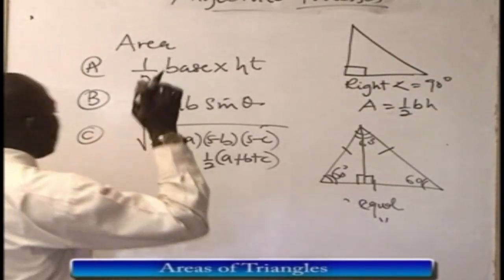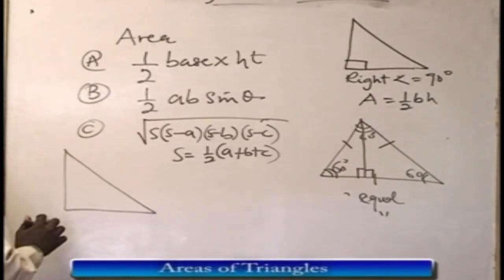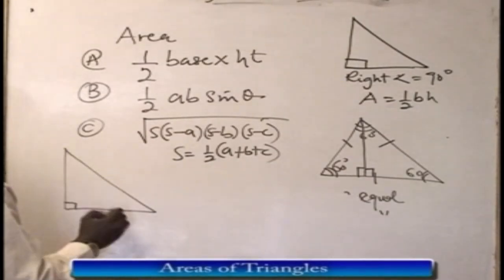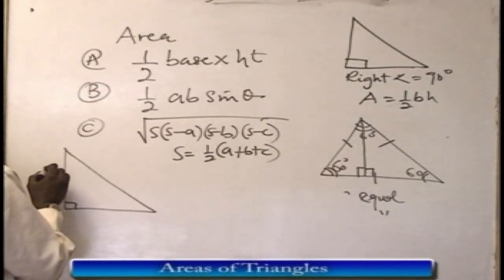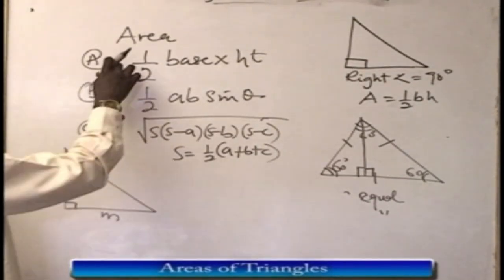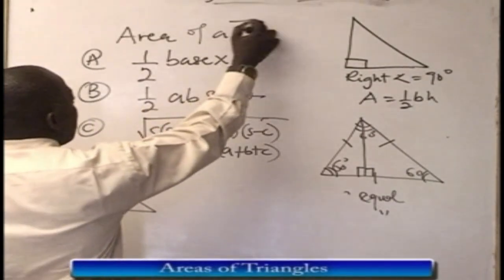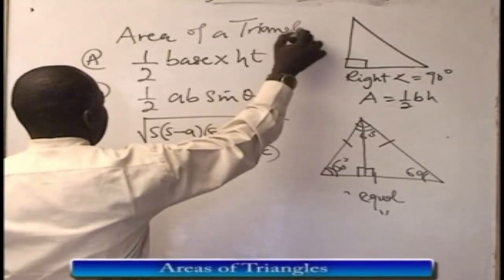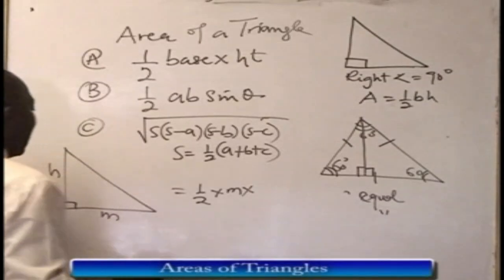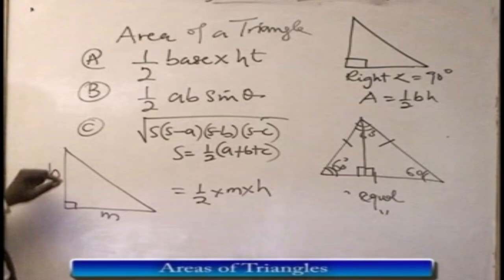Now look at this. When you are given a triangle of this format, in which the height is specified and also the base is specified, let's say the height is H and the base is M. If you are going to use the first formula to calculate the area of the triangle, then what you're going to get will be one half times M times the height. That will give you the area of the triangle.